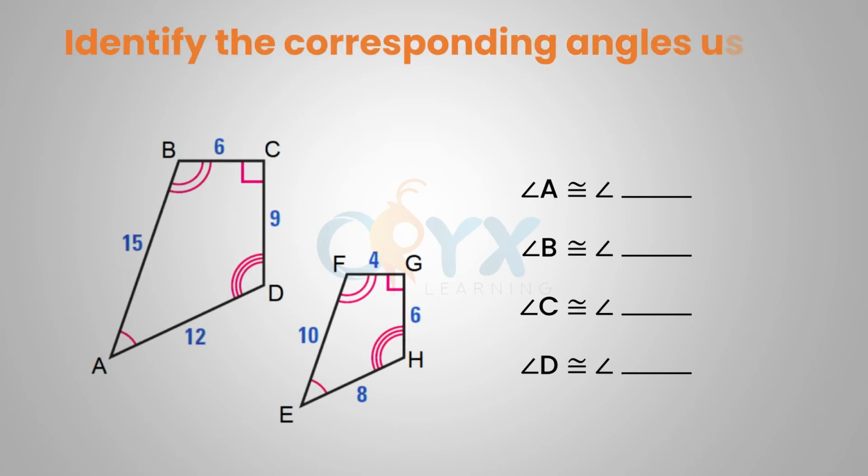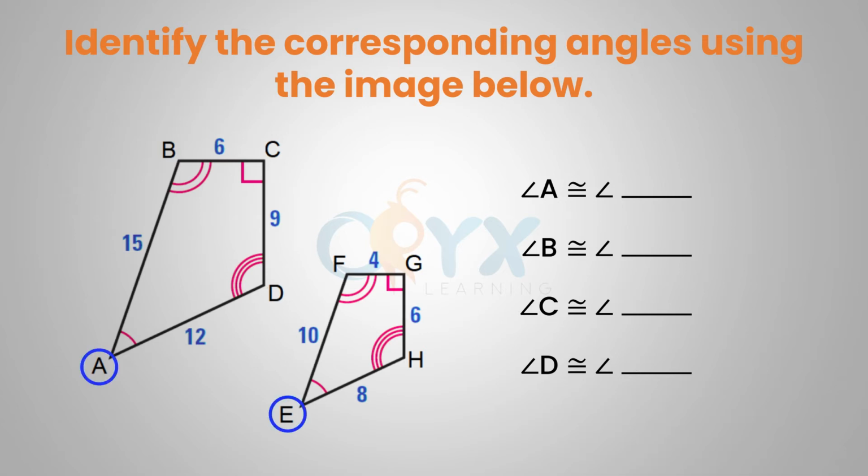Identify the corresponding angles using the image below. Angle A would correspond to angle E. Angle B would correspond to angle F. Angle C would correspond to angle G. And angle D would correspond to angle H. So I know that angle A is congruent to angle E, angle B is congruent to angle F, angle C is congruent to angle G, and angle D is congruent to angle H.